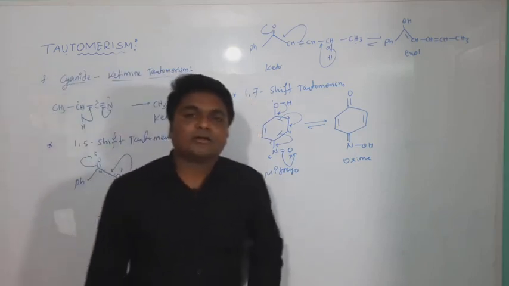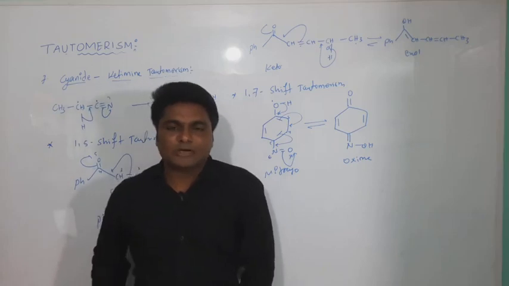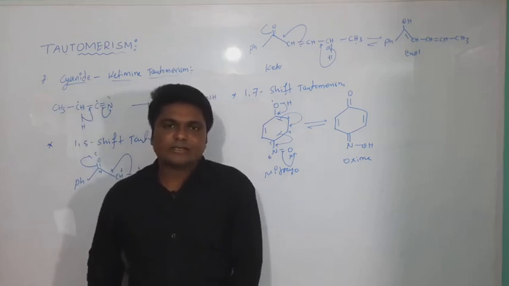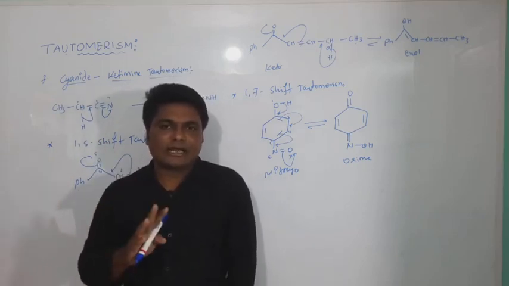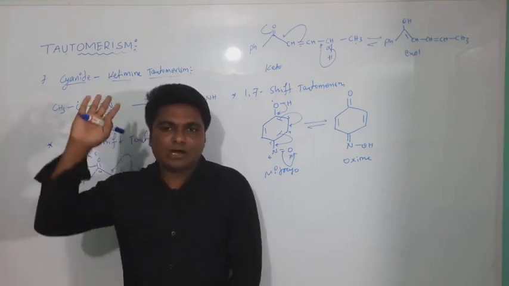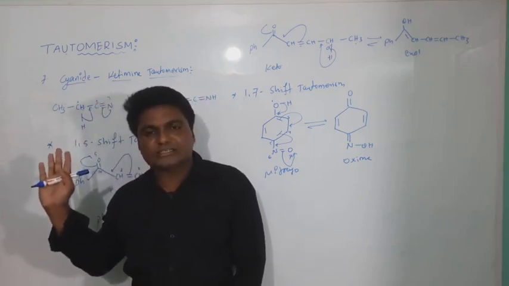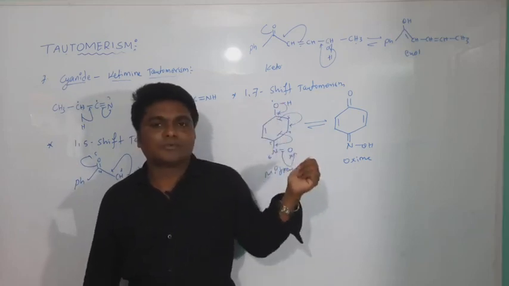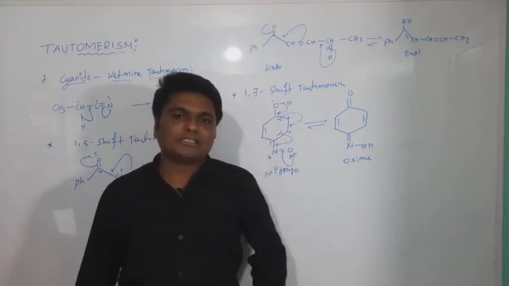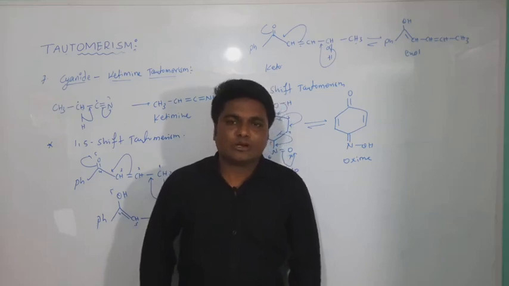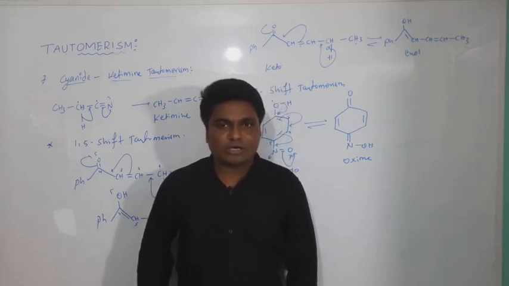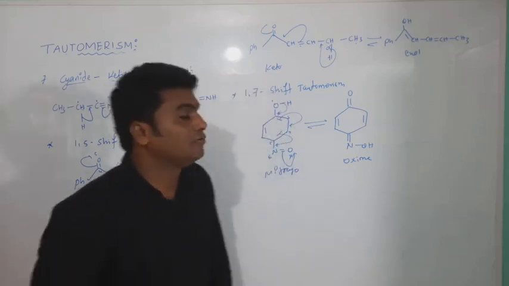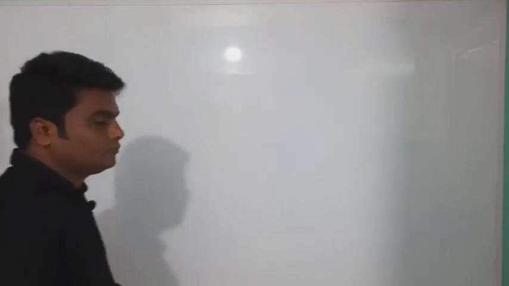So these are the types of tautomerism we discussed. That is the diad system. In the triad system we have discussed the 7 types, then after that 1,5 and then 1,7 shift, and some more tautomerism is there. That is ring chain tautomerism and valence bond tautomerism. First complete this, then we will discuss that one also.